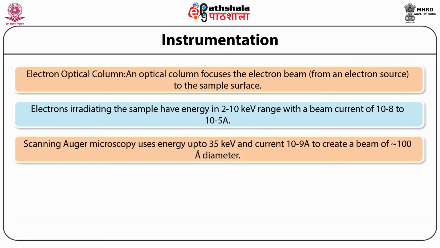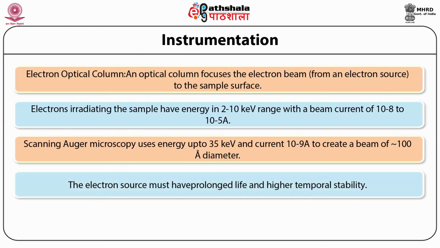Auger scanning microscopy uses energy up to 35 electron volt and current of 10 raised to the power minus 9 ampere to create a beam of approximately 100 angstrom in diameter. The electron source must have a prolonged life and higher temporal stability.